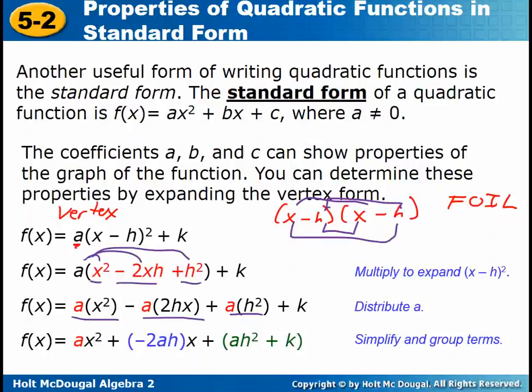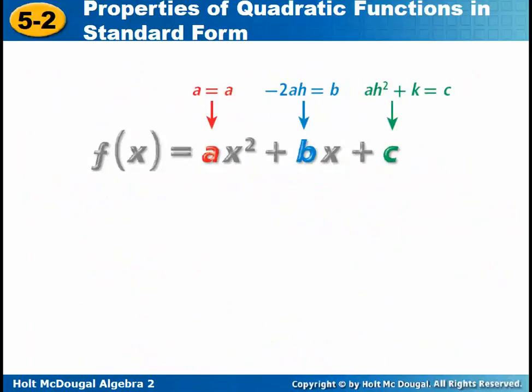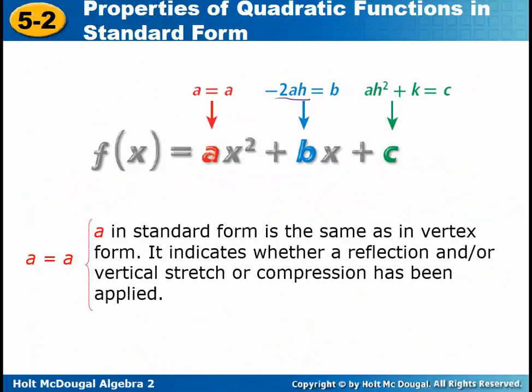They did it so that you can now see that a is the number in front of x squared. But look at b. b, from the vertex form to the standard form, is equal to negative 2 times ah. And c is equal to ah squared plus k. And that can help us out, especially the b part, which we're going to use a lot. So this is going to come in handy.